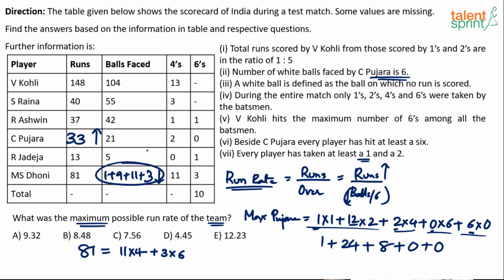So 24 balls for Dhoni. Yeah, we have already done that calculation, the minimum number of balls for Dhoni, so we don't have to do it again. That's it. So now you have the total runs, you have the total balls faced, you can calculate the run rate. Right? You can calculate the run rate.